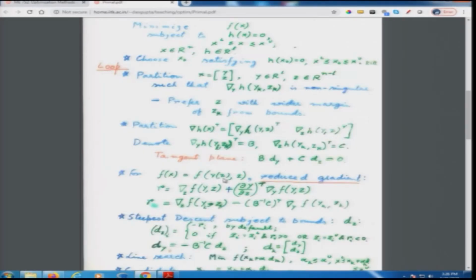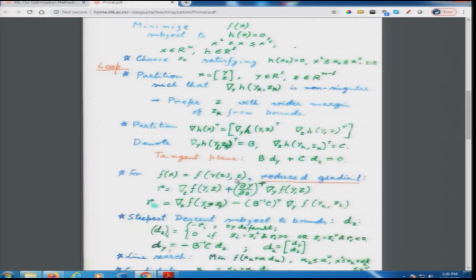Total gradient is that f is dependent on x, that means y and z, but in order to keep it in the tangent space, y itself is dependent on z, that is this. Okay. So, f of x is essentially f of y of z and z, and we want ultimately the derivative with respect to z. Okay. So, as we change z, then how is f going to change?